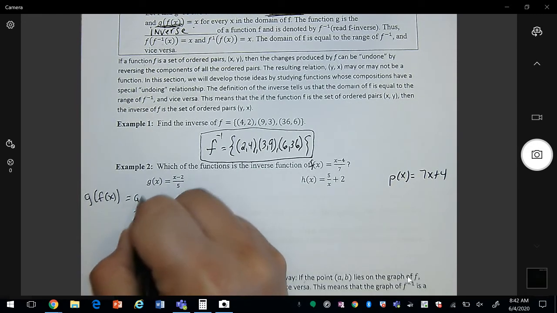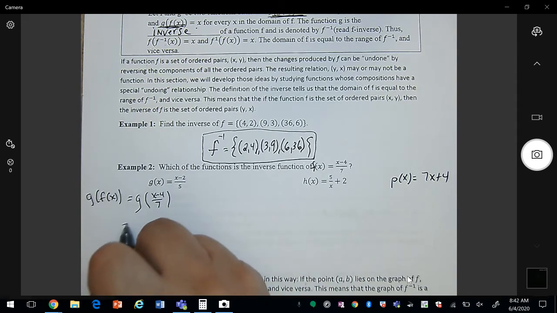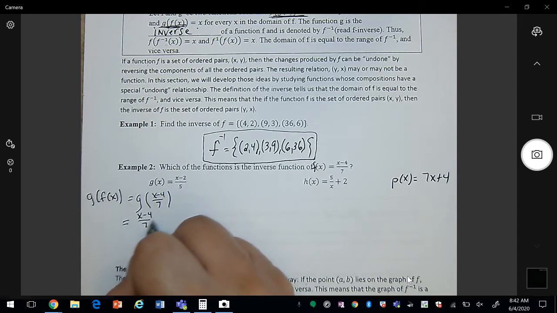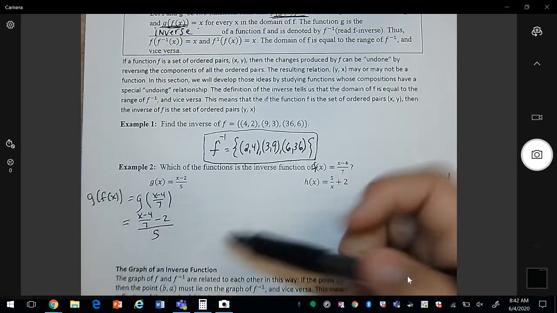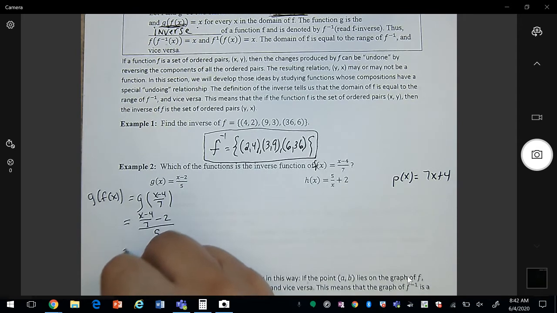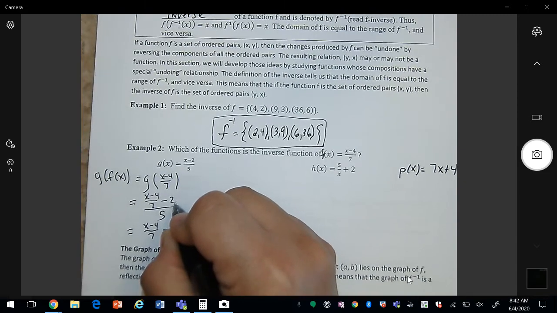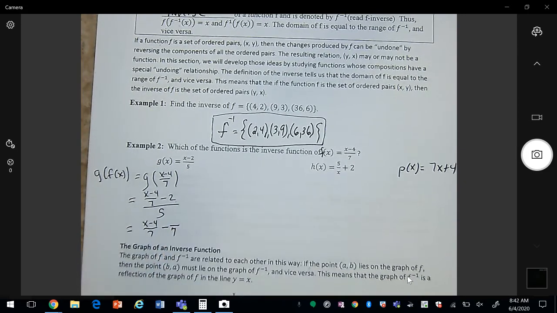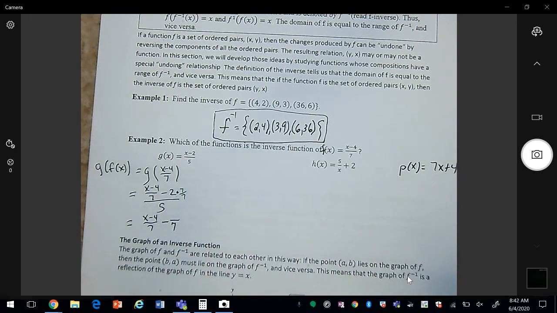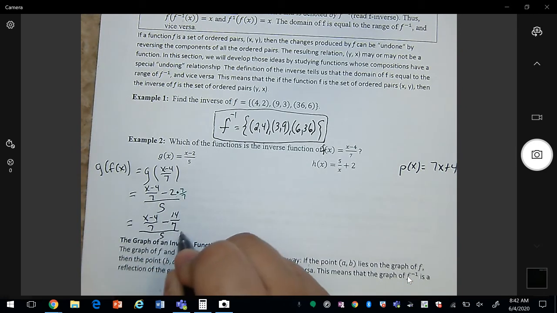So here I would have g of f of x, where f of x is (x minus 4) divided by 7. Now I'm going to plug this into the function g. Okay, so I plugged in (x minus 4) divided by 7 into this x. And now I can simplify. On the top here, I need a common denominator of 7. So in order to make this 2 have a denominator of 7, I will need to multiply the top and bottom by 7. 2 times 7 is 14, and this is all divided by 5.